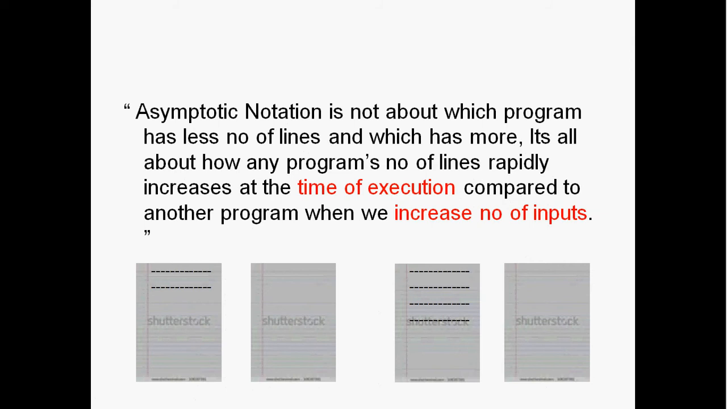It means, if you are shown one program with 2 lines and one program with 4 lines, it is not necessarily true that the program with 2 lines is more optimum. After the execution, how many lines are executed, and with the increase in the number of inputs, how this number of executed lines increases, that is more important. So be focused on this. The concepts will be clear if we focus on this. Okay, let's see.